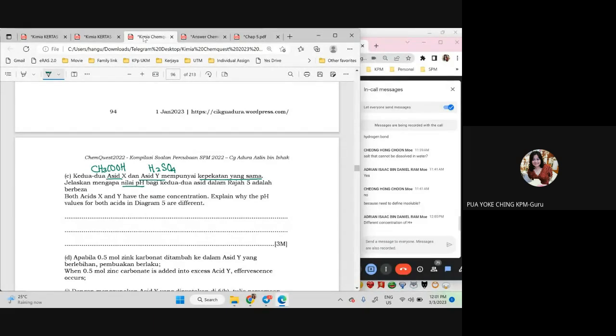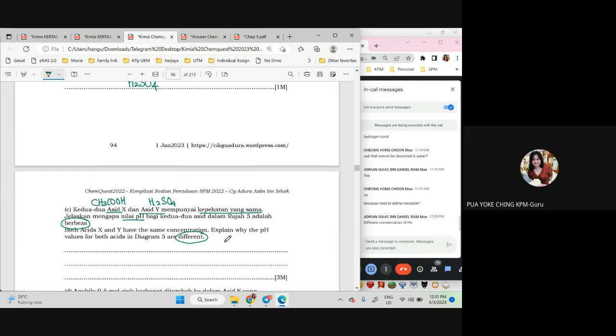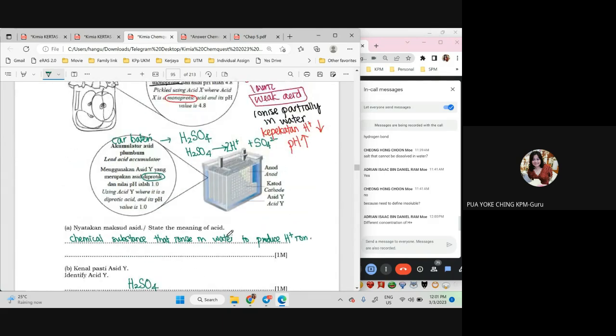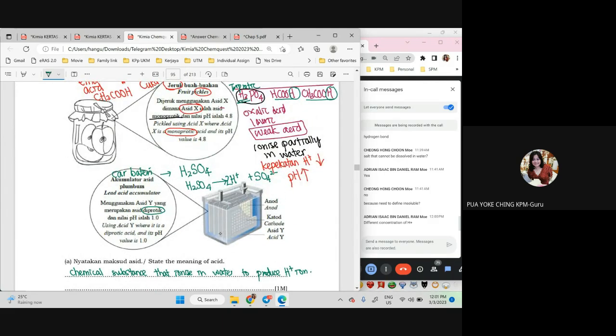Yalah, it's different of H plus. Okay, first one. You have different pH. Tengok. Remember, SPM question, every time it said, why different pH? So, first point, you must mention, apa yang different? Okay? It said there are different pH, so you go to check Y and X.